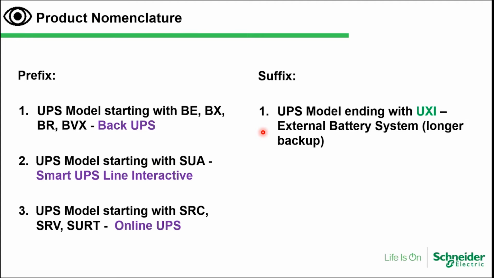So the model which ends with UXI, they are actually those UPS where we can use third party batteries like Exide and Quanta, and the model we will see, the RIL or IN model, which are having a battery pack model, we will see in the coming slides.